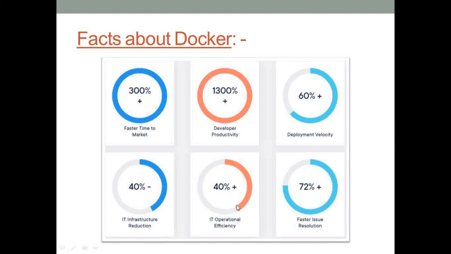And then operational efficiency means it automatically reduces the errors that come in our production. So it is going to automatically increase the efficiency of our IT operations. And then 72% issue resolution, so it is going to improve the MTTR by 72%.